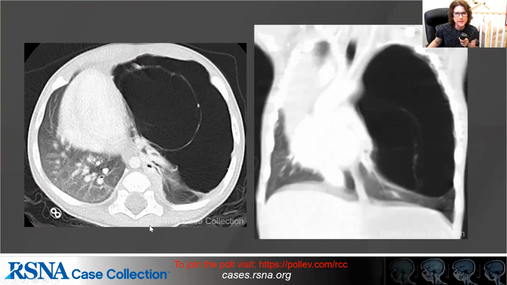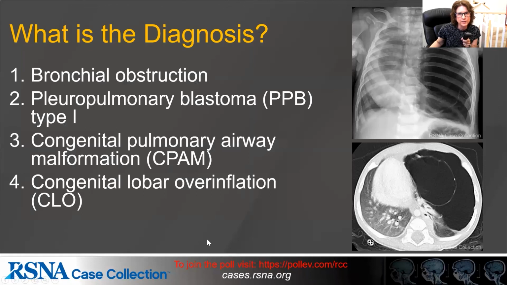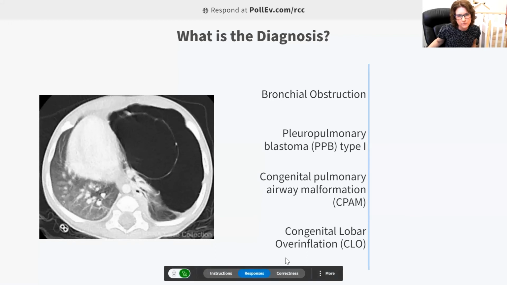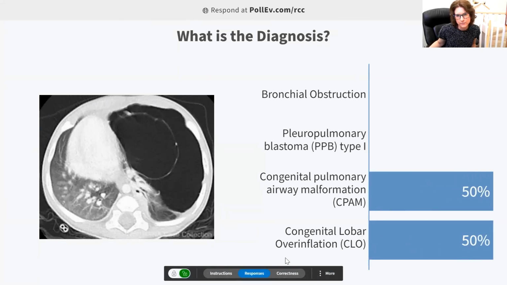And on the CT scan, we see similar findings. I'll give you a second just to look at the CT findings here, and then we'll have a question. So again, you can see the abnormality here in the left lung and the shift of the mediastinal structures to the right. So what do you think is the diagnosis? Is it bronchial obstruction, pleuropulmonary blastoma type 1, congenital pulmonary airway malformation, or congenital lobar overinflation? So go ahead and vote about what you think the diagnosis is.